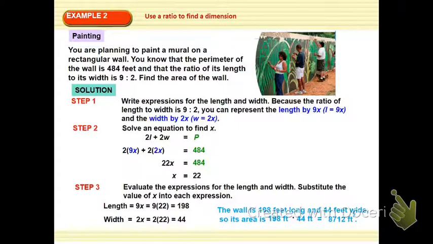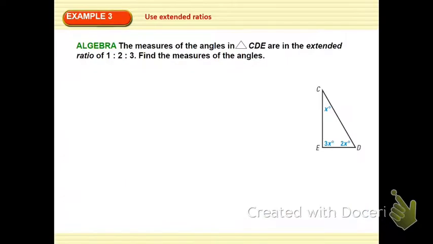All right, everybody got it? Okay, use extended ratios. The measures of the angles in CDE are in the extended ratio of 1 to 2 to 3. Find the measures of the angles. Okay, just what I was talking about. You can do the same thing not only with side length, you can do the same thing with angles. We've got these three ratios in here. We made them times x.